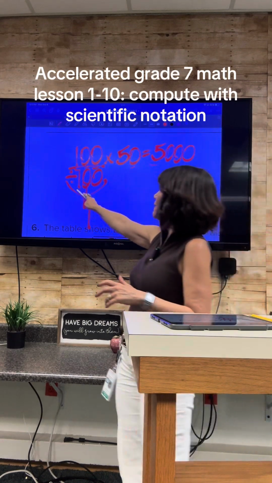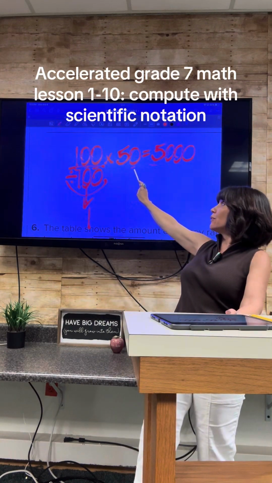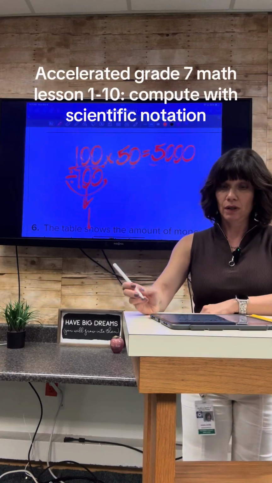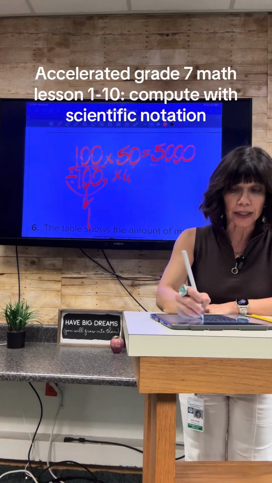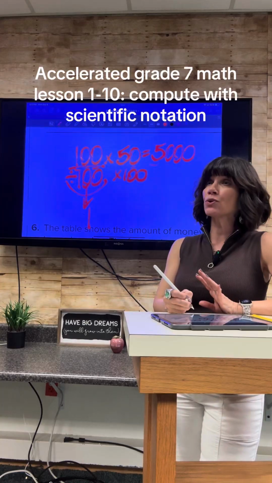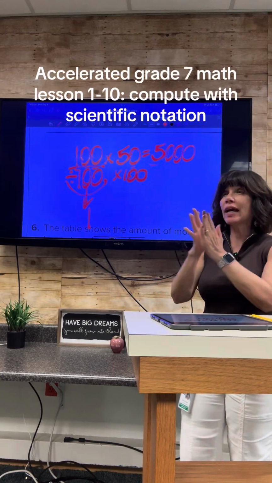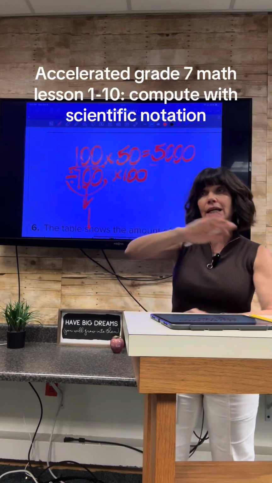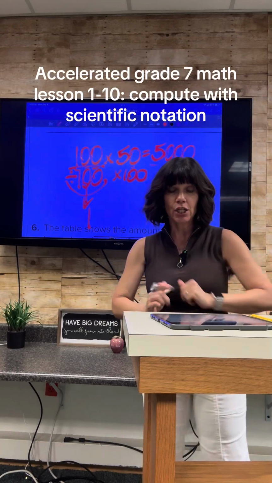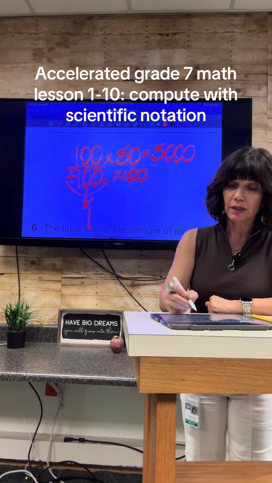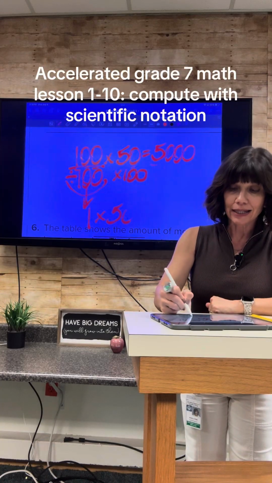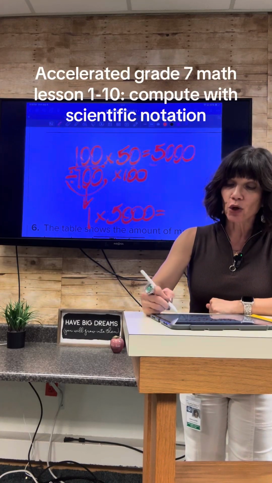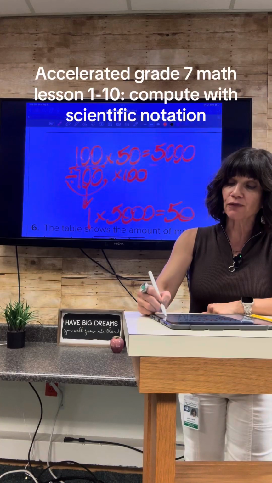So if I divide this by 100, what do I now need to do over here? Multiply by 100. It doesn't matter how many powers of 10, as long as you do the same number of powers of 10 to both sides and you do the inverse operation. What's 50 times 100? It is 5,000. So would 1 times 5,000 still equal 5,000?